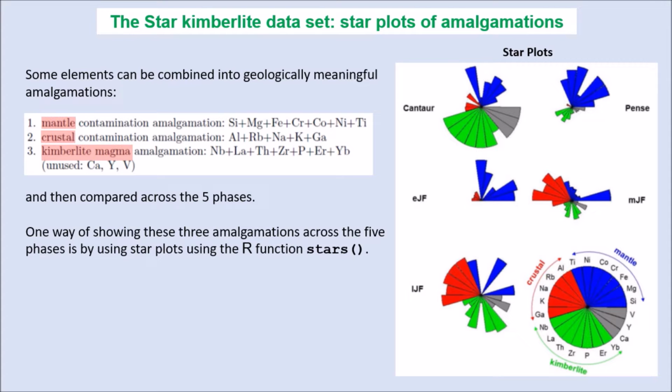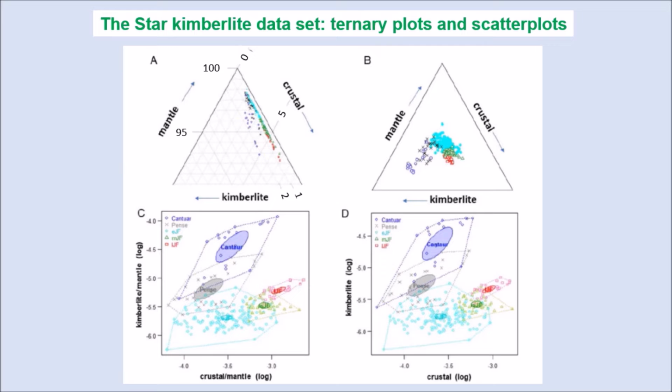When there are 3 parts, in this case the 3 amalgamations, they can be represented in ternary plots. The mantle amalgamation has such high percentages that all the points are forced into the mantle corner of the triangle, so only that top tip of the triangle is shown here. On the right is the centered ternary plot, where it is easier to see the phase differences.